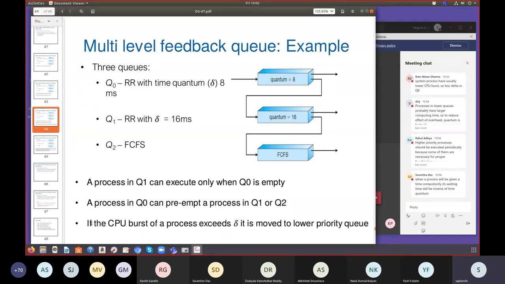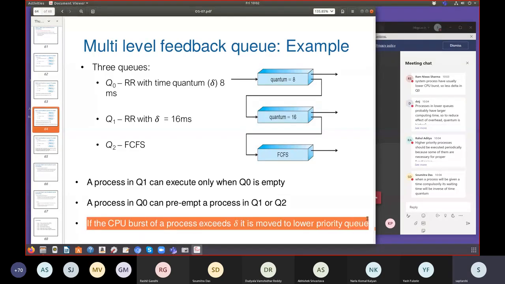However, this is the idea which I was asking for specifically. Why are the time quantums different? So if the CPU burst of a process exceeds delta, then it is moved to a lower priority queue. Again, the idea is similar to what we were studying in SJF and all. Processes which can complete with a small amount of CPU time are given higher priority.